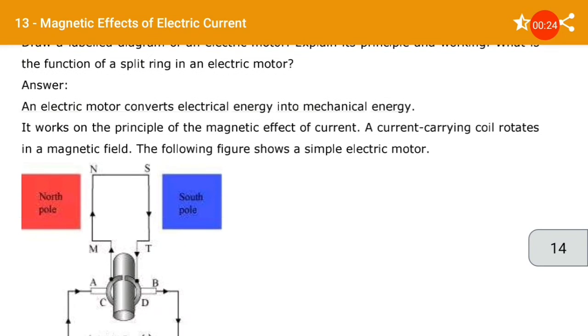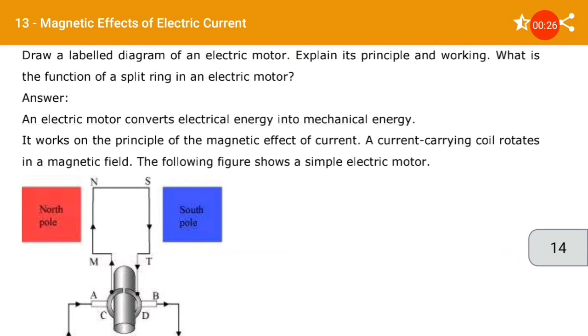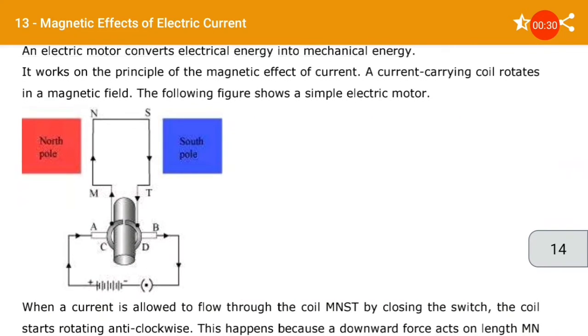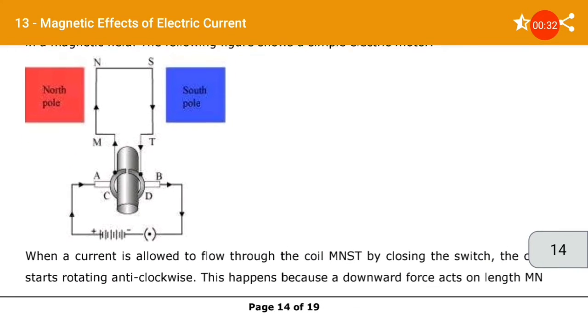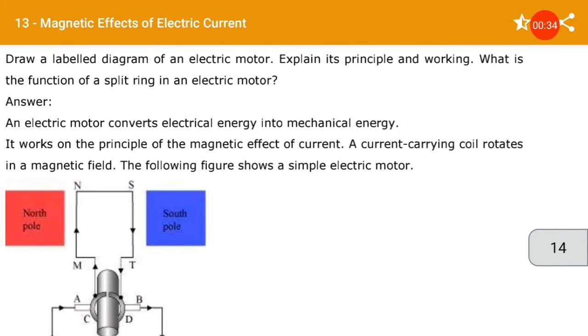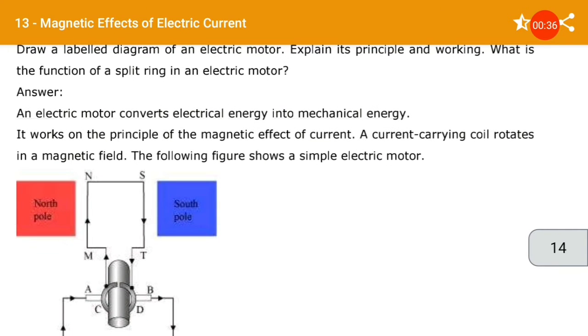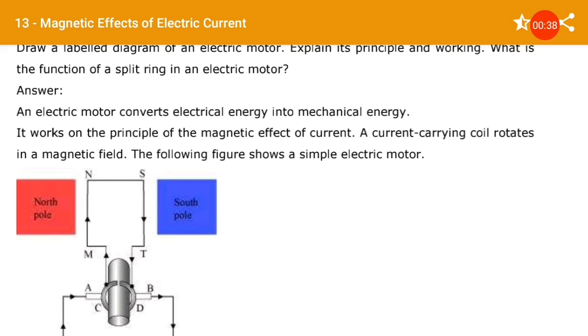So first of all, it is mentioned to draw a labelled diagram. We have to draw this diagram, and after that we have to write the principle and working. An electric motor converts electrical energy into mechanical energy. It works on the principle of the magnetic effect of current. A current carrying coil rotates in a magnetic field.